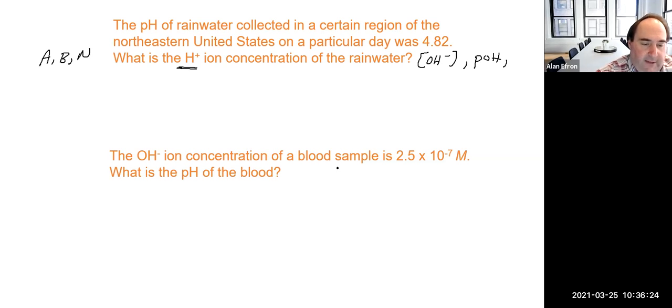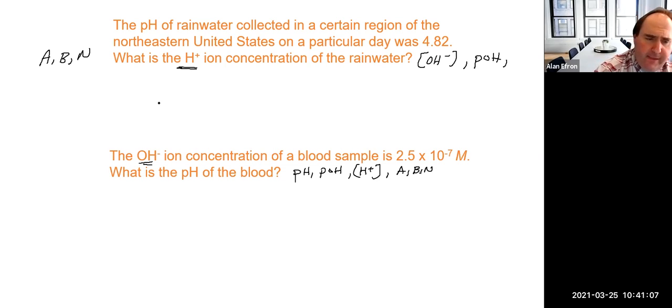On the second one, we have an OH minus concentration given. What is the pH? So in addition to the pH, let's do the pOH. Let's do the H plus concentration, and let's determine, is it acidic, basic, or neutral? All right, so take a few minutes here for each of them and figure out those things, make sure our calculators work and all that good stuff.